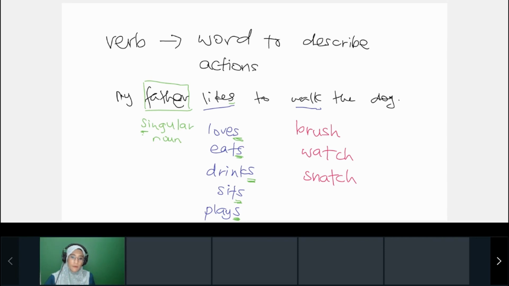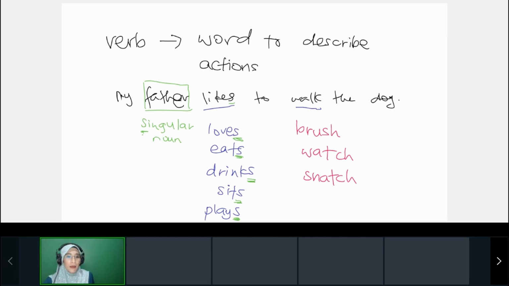What else do we have? Can you think of any? Brush, watch, snatch. Okay, let's try and deal with these three first.